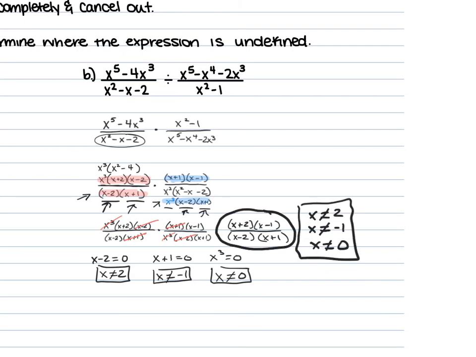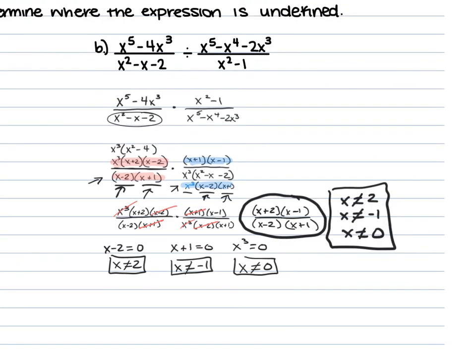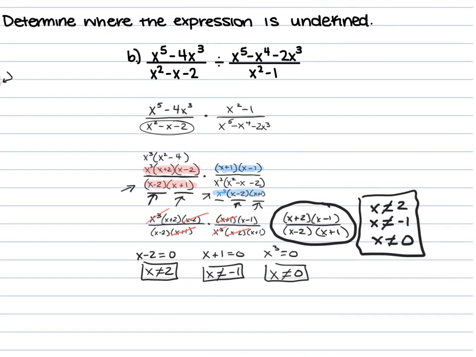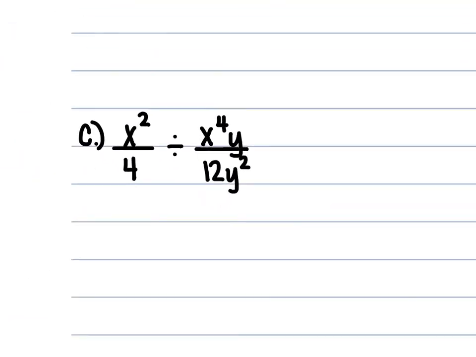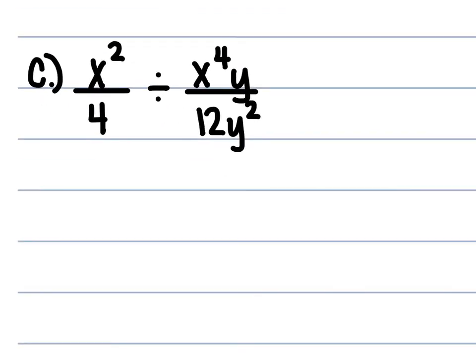Okay, let's move on to C. Actually, C is going to be a little bit easier, so don't worry. C is a little bit easier, D is a little bit tough, so it goes back and forth. All right, talk to me about what my first step is going to be. Keep, change, flip. So I'm just going to keep this the same, change it to multiplication, and flip the last fraction. Now what?